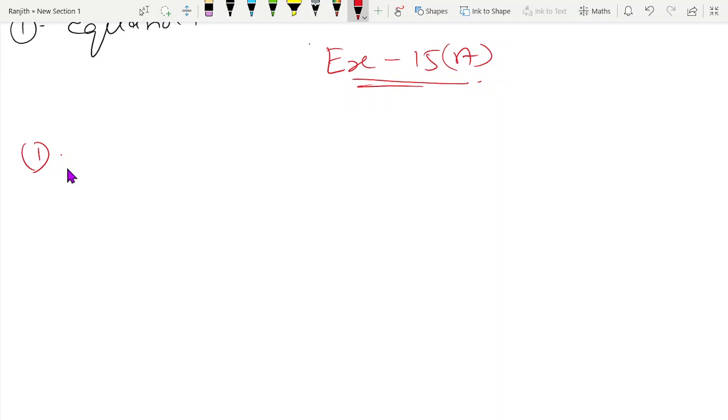Look at the first question. Can someone read out the question? If the replacement set is the set of natural numbers, solve x minus 5 is lesser than 0, sir.